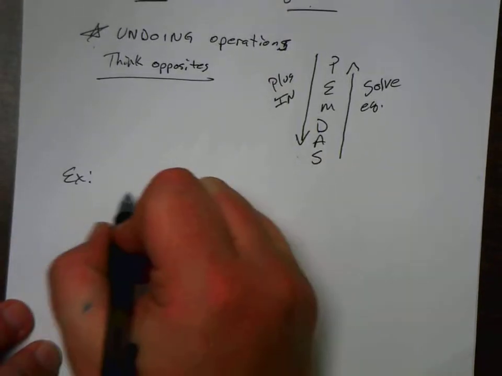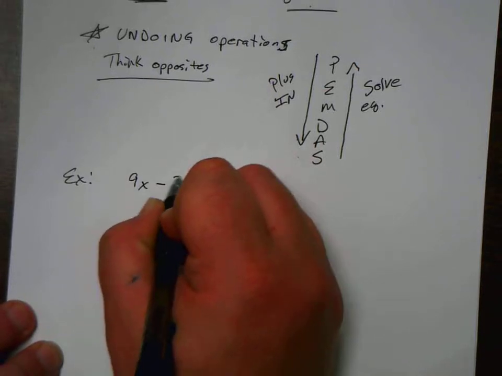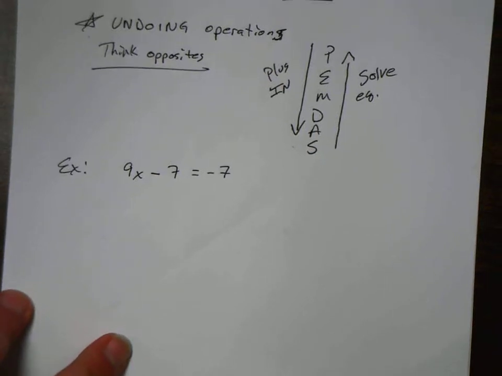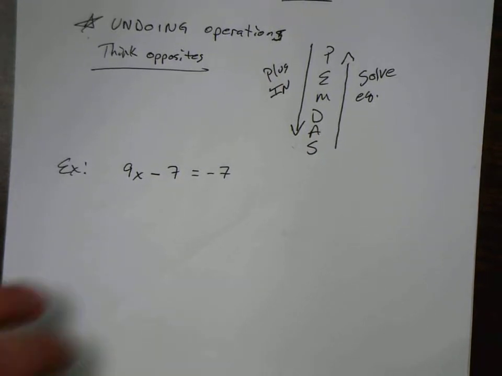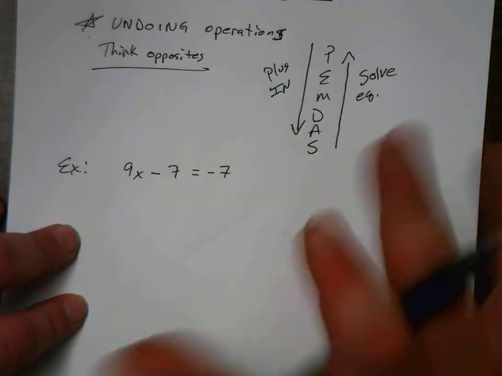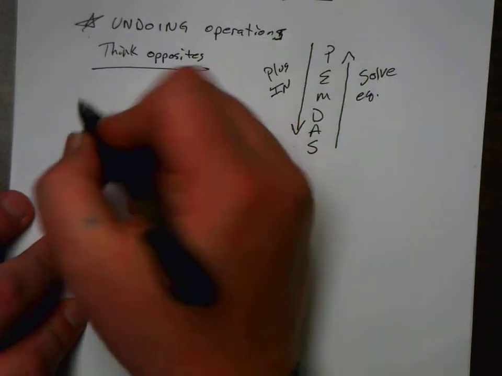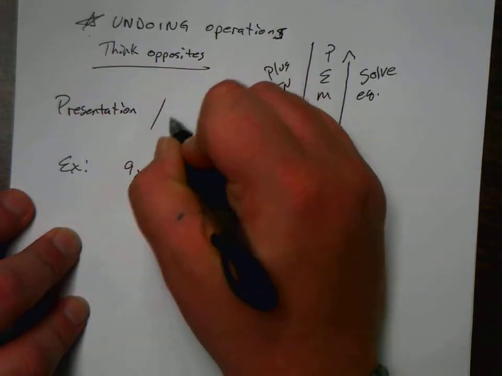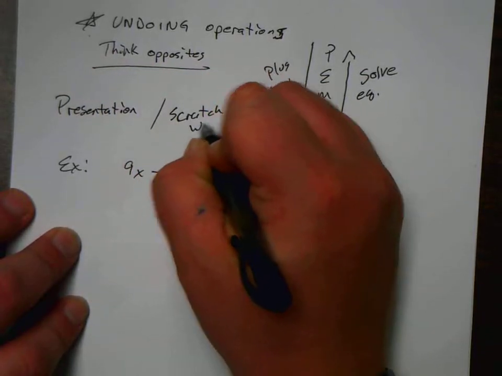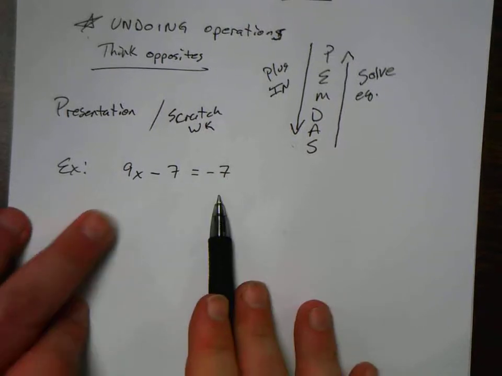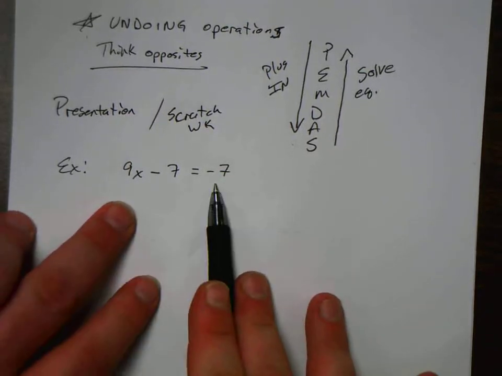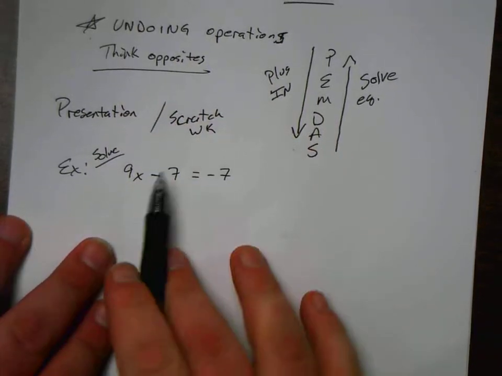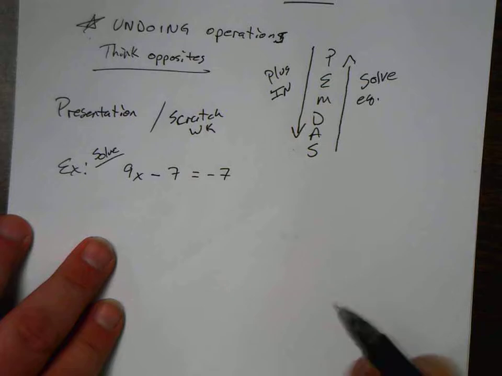First example I want to take a look at is really basic. 9x minus 7 equals negative 7. Now, another thing I really want you to pay attention to. What's the difference between presentation and scratch work? My presentation, this was given to me. The directions are going to be solve. In other words, find the value of x. What value of x makes this true?